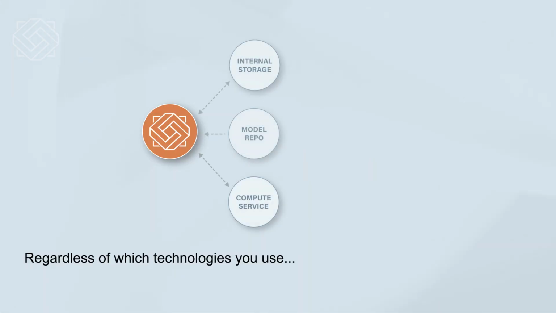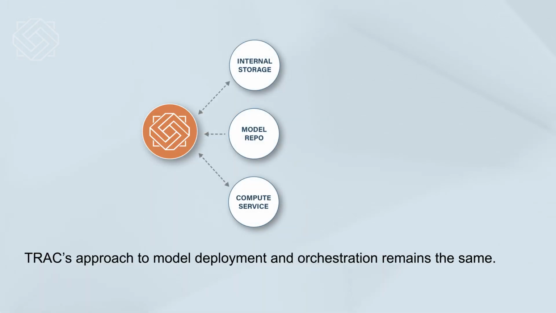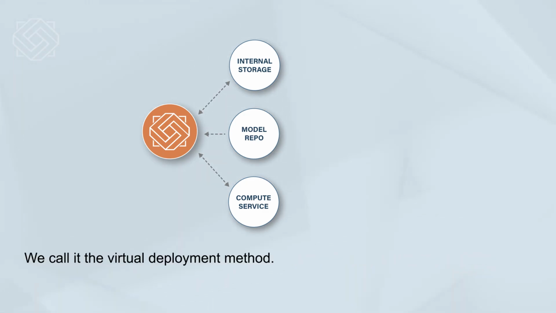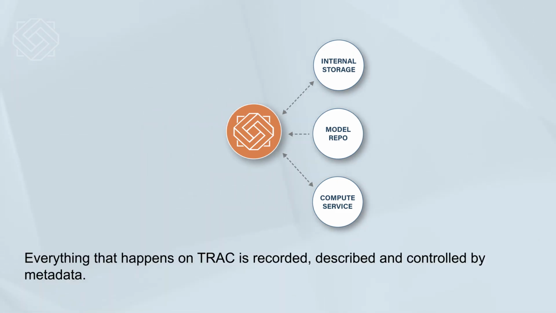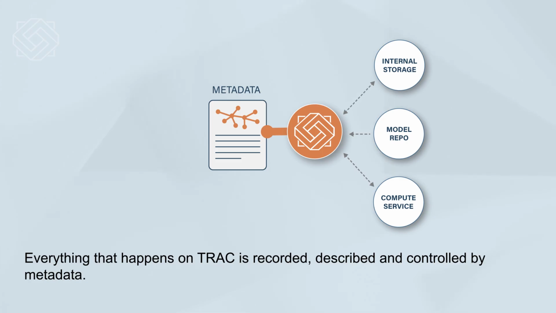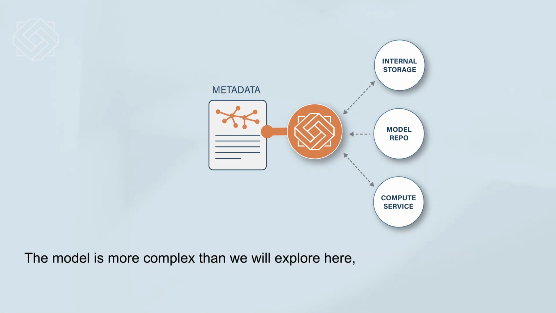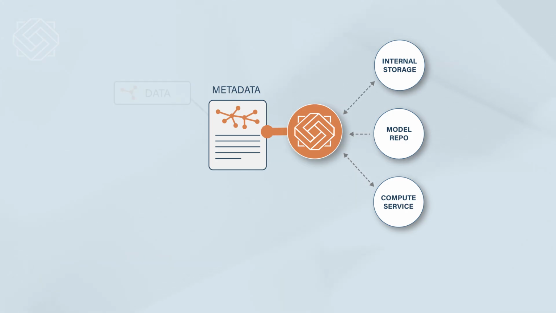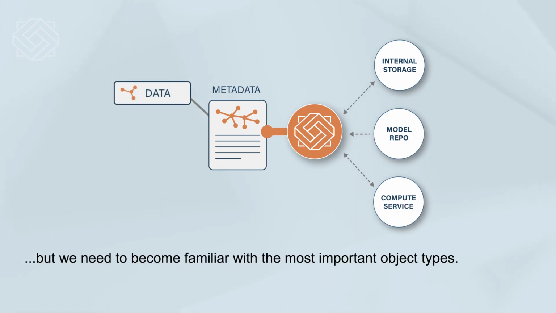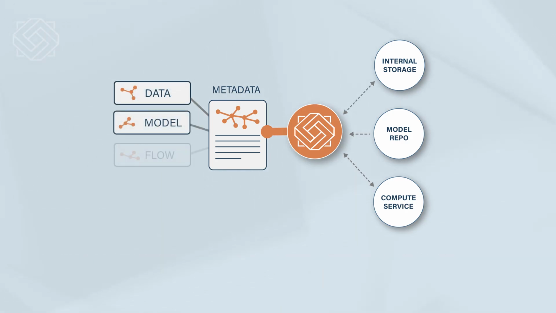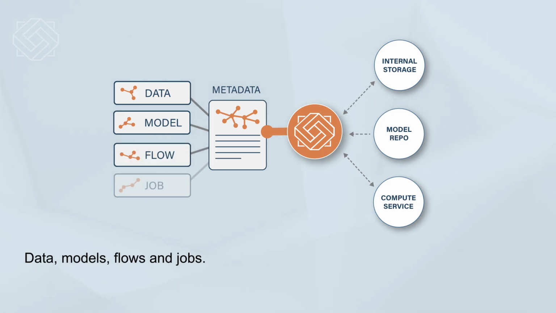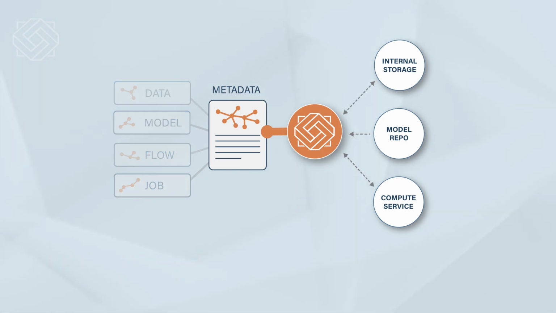Regardless of which technologies you use, TRAC's approach to model deployment and orchestration remains the same. We call it the virtual deployment method. Central to this is the metadata model. Everything that happens on TRAC is recorded, described, and controlled by metadata. The model is more complex than we will explore here, but we need to become familiar with the most important object types: data, models, flows, and jobs.